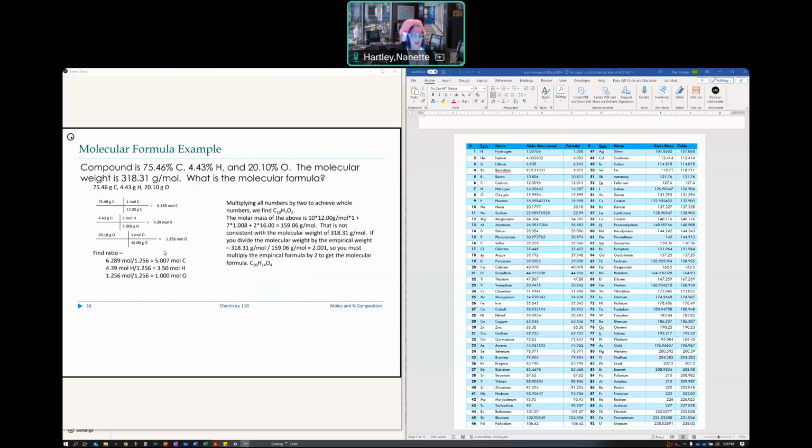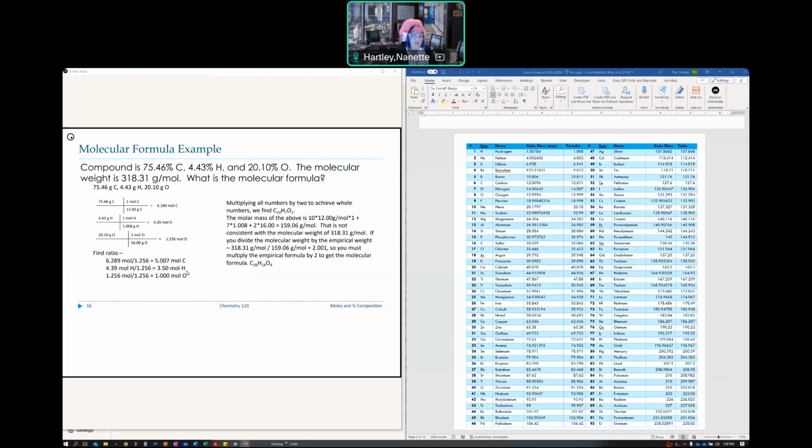We end up with 6.289 moles of carbon, 4.39 moles of hydrogen, and 1.256 moles of oxygen. We divide everything by that 1.256, and we end up with 5.007 moles of carbon, 3.50 moles of hydrogen, and 1 mole of oxygen. But that's not a good ratio, is it? That 3.5 is not a whole number. And I can multiply everything by 2. And then I find that I have C10H7O2. That's a whole number ratio. So this is one of those cases where I have to multiply everything by 2 to get a whole number ratio.